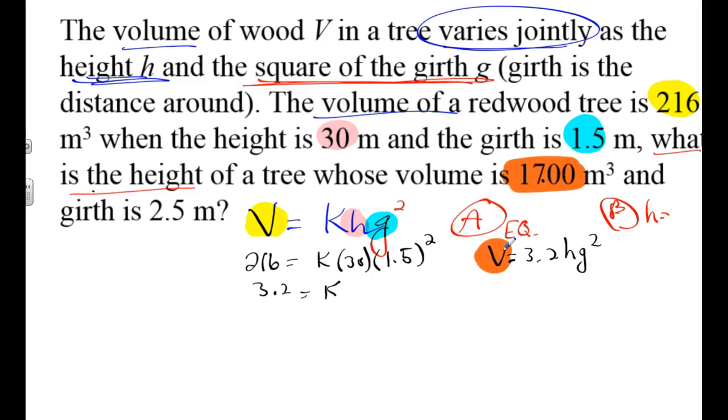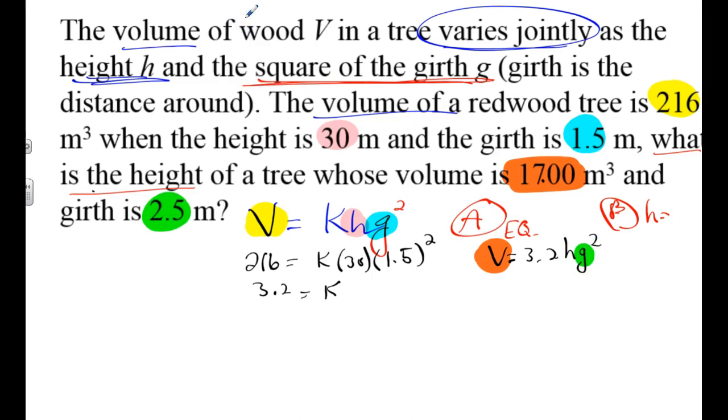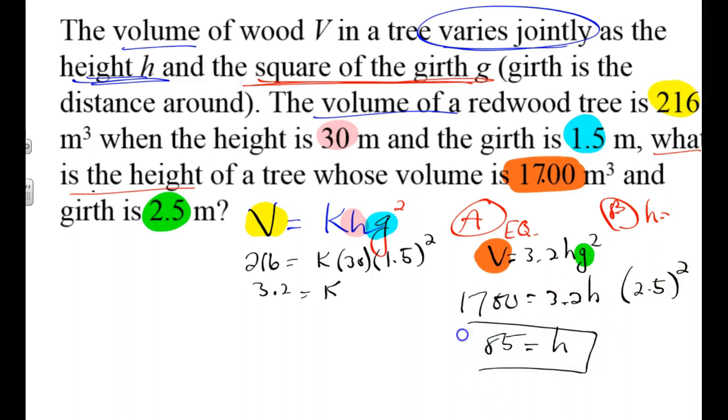And we're finding h when the girth is 2.5. So again, a two-step process. I'll plug in everything that I know. 1700 is equal to 3.2 h. Solve for h when the girth is 2.5. And h will turn out to be 85. Check my math.